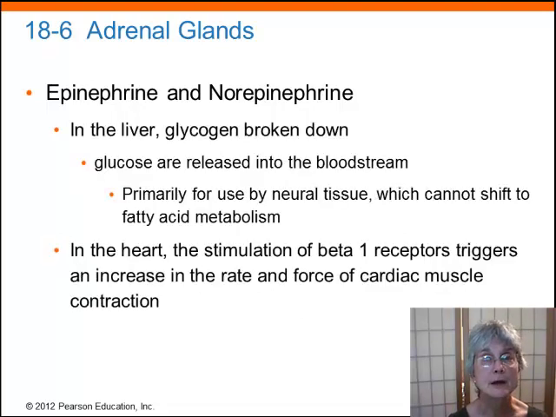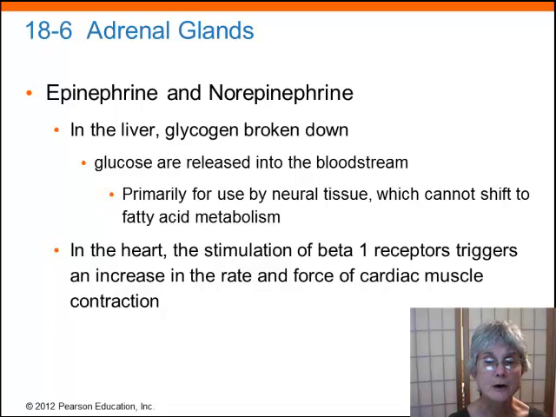In the liver, epinephrine causes the breakdown of glycogen. Again, that releases glucose for fuel. Your brain and spinal cord, your neural tissue, really can't rely on anything besides glucose for metabolism. So in a stressful situation, if your skeletal muscles are using more glucose, you have to still make sure there's enough to feed your brain.